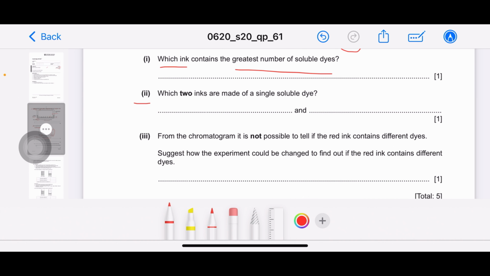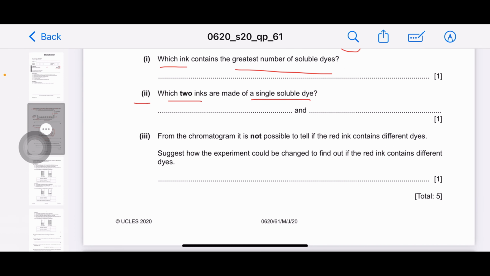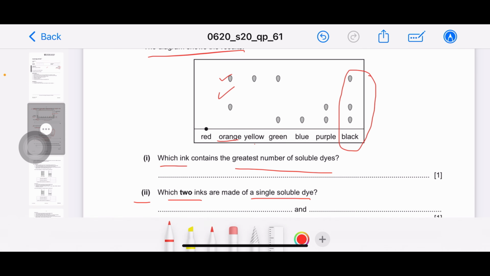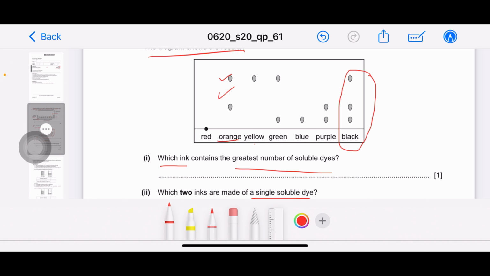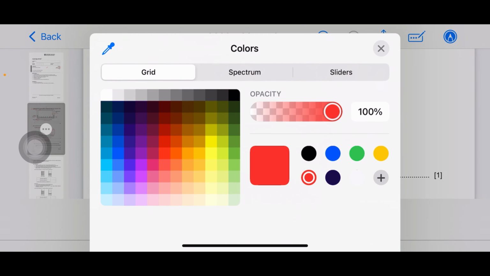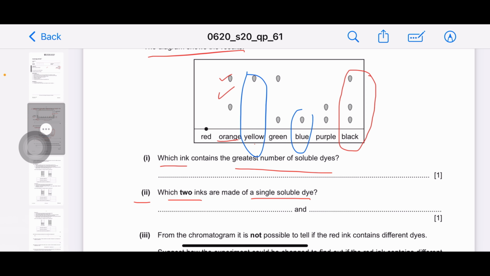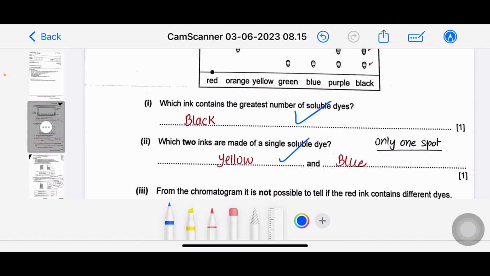Question number 2. Which two inks are made of single soluble dye? To recognize single soluble dye, you have to find out which color is giving only 1 spot. Here we can see that blue and yellow are giving you only 1 spot. That's why they will have only single soluble dye. Yellow and blue spot.